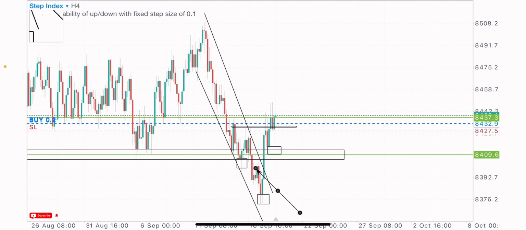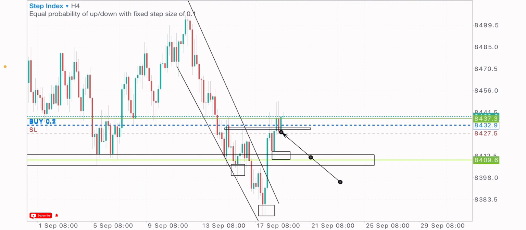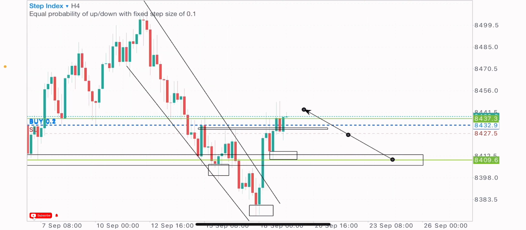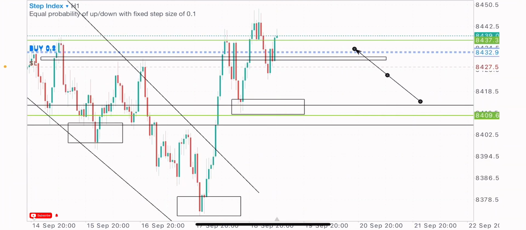So this formation gave me the buy idea on step index. I knew the buyers were coming into the market, and how we got a break of this downtrend and a reversal pattern formation that appeared on the market at this zone. So after identifying the market structure on the daily time frame and the 4 hour time frame, I went to the 1 hour time frame to have my levels and market structure identified properly.